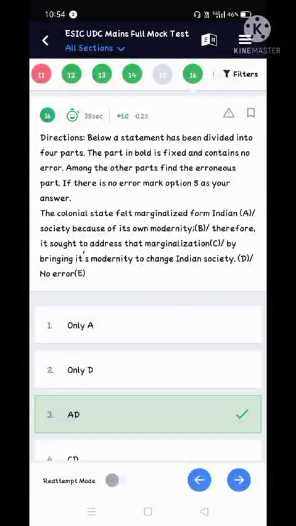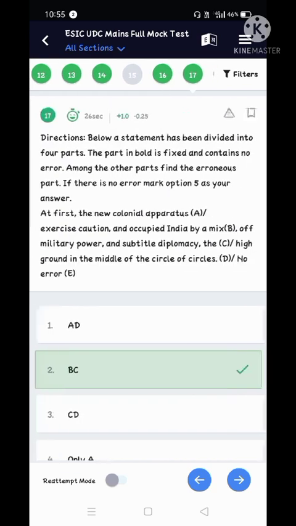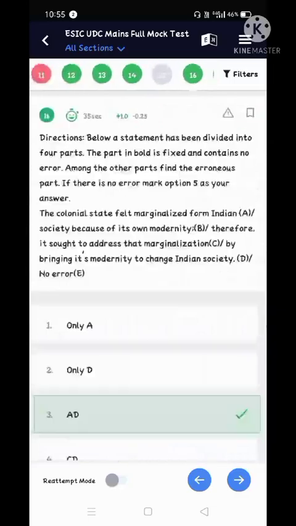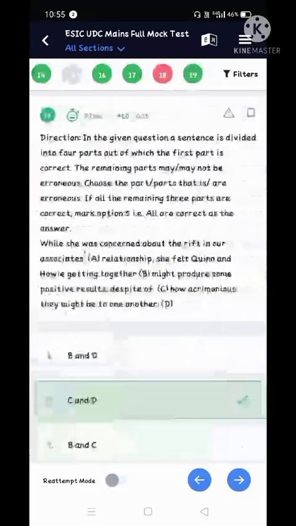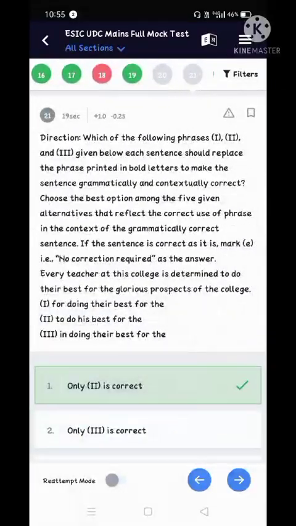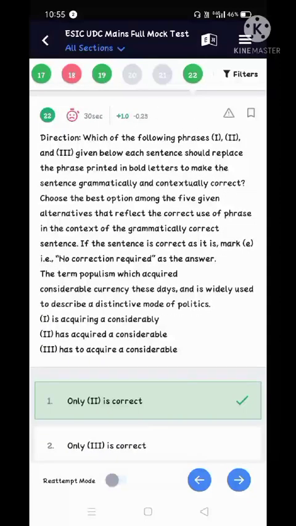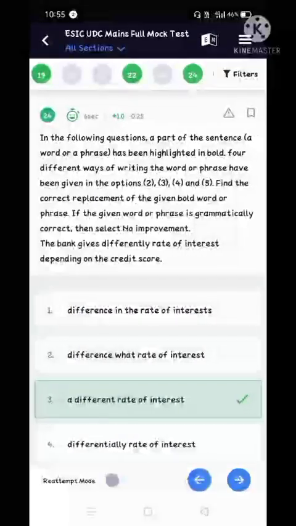You see here. Next, the erroneous part. You have to choose among the other parts. Find the erroneous part in between these. It was an error detection question. I think 16 to 19 questions were asked from error detection. Next, which one is correct? You have to choose them. Phrase replacement question.